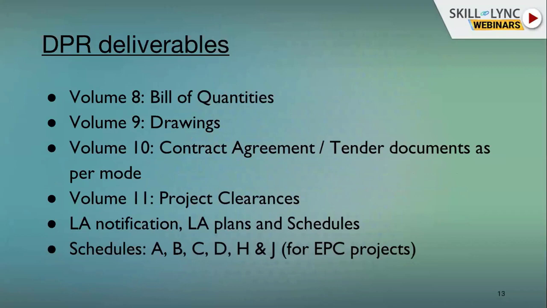In addition to that, we need to submit land acquisition notification, land acquisition plan schedules, then schedules A, B, C, D. These are the project specific improvement proposals. A is the existing schedule, B is the proposed schedule, C is what are the amenities we are providing in the contract, D is where we are departure from the contract, H is the payment schedule for the contractor. These are called EPC projects.